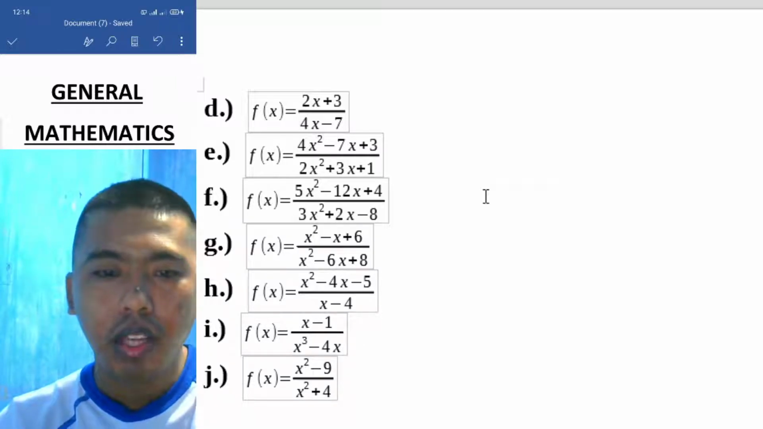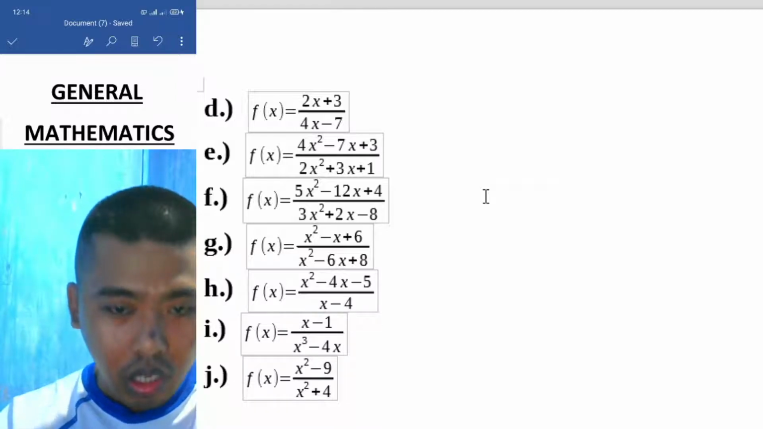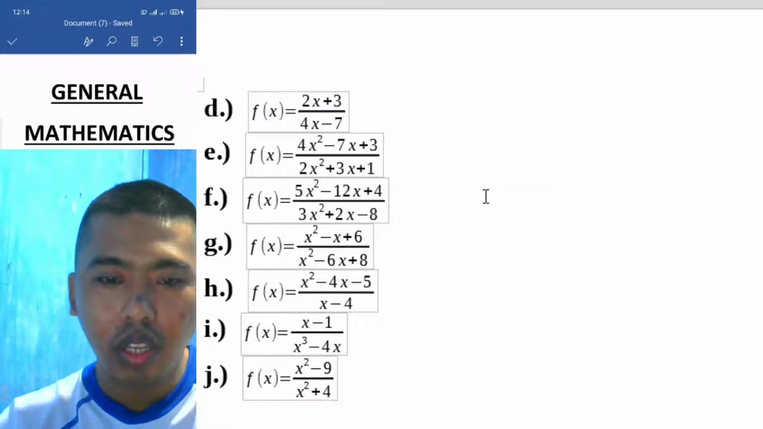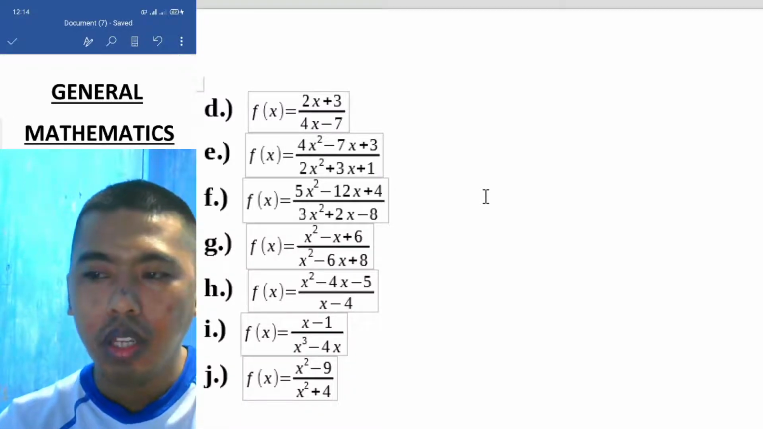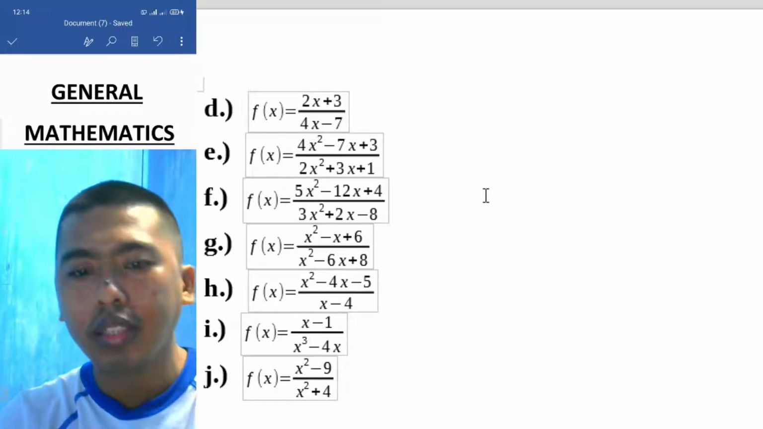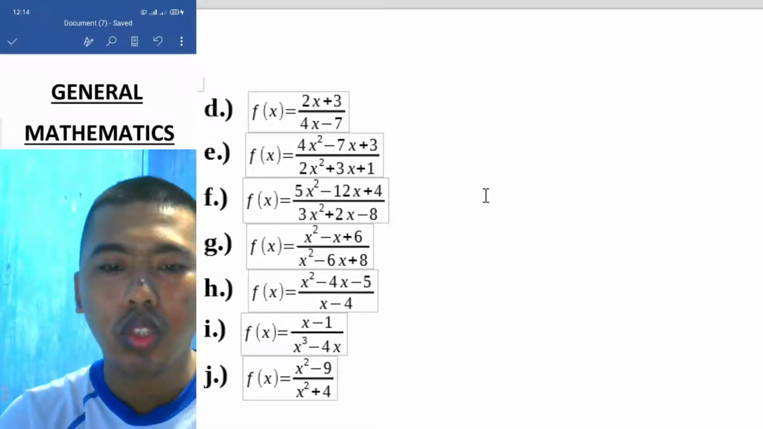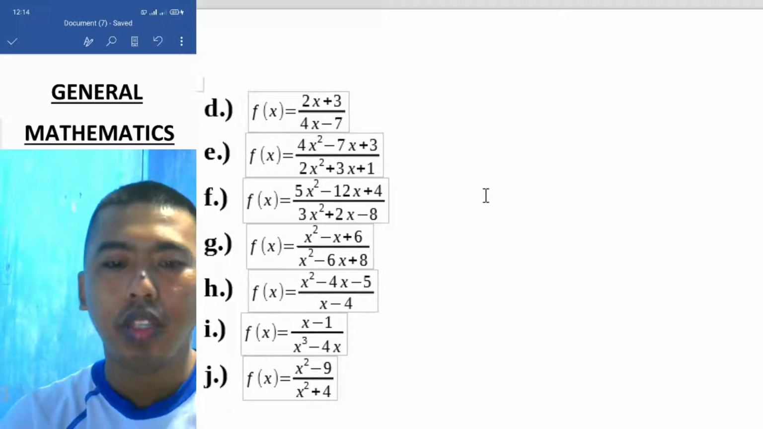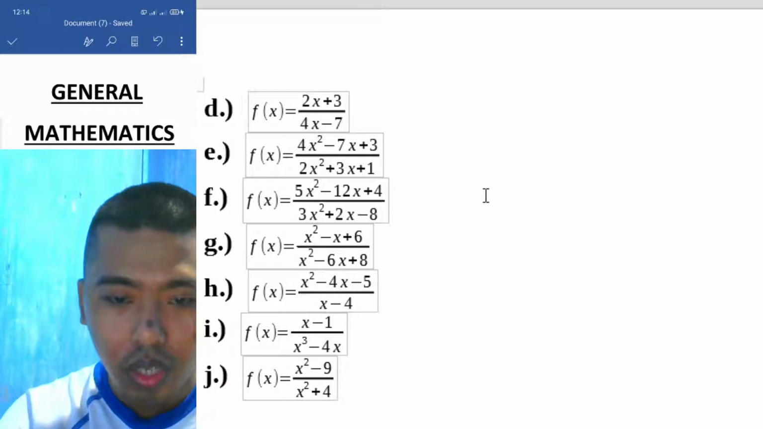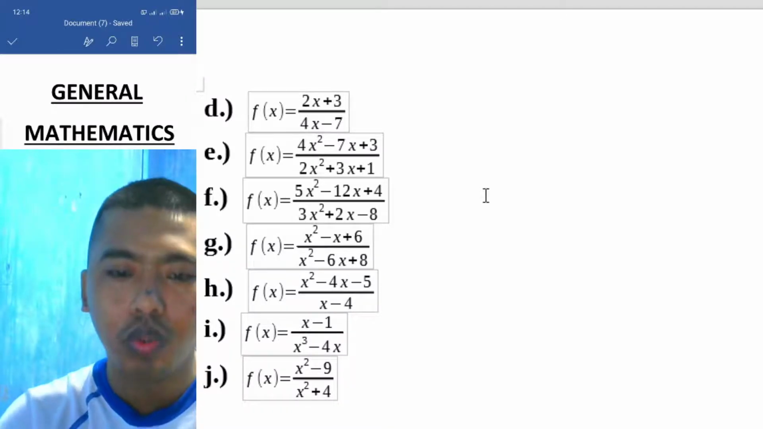Letter F, f of x equal to 5x squared minus 12x plus 4 all over 3x squared plus 2x minus 8. Letter G, f of x equal to x squared minus x plus 6 all over x squared minus 6x plus 8. H, f of x equal to x squared minus 4x minus 5 all over x minus 4.